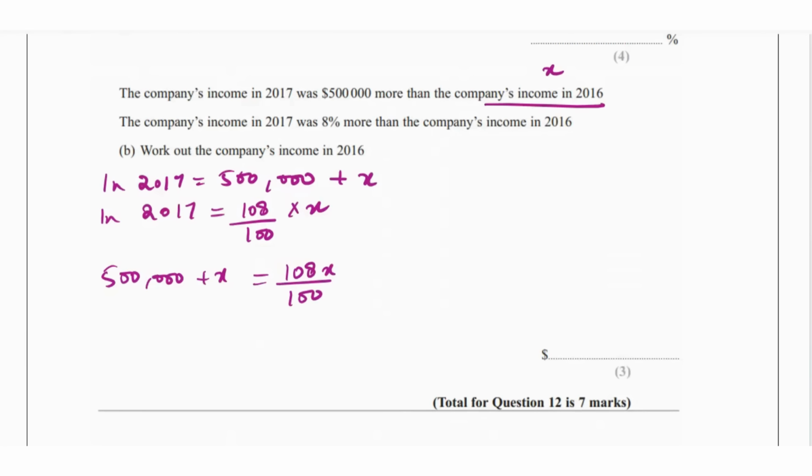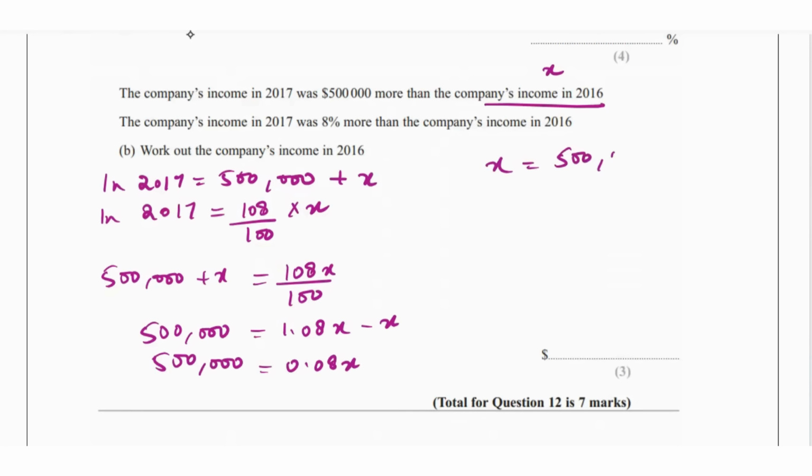Let's solve this for X. So 108 divided by 100 is 1.08. 500,000 equals 1.08x minus x. That's going to be 0.08x. So x is going to be 500,000 divided by 0.08, and that gives us 6250000. So this is the company's income.